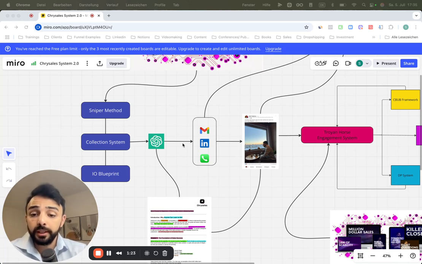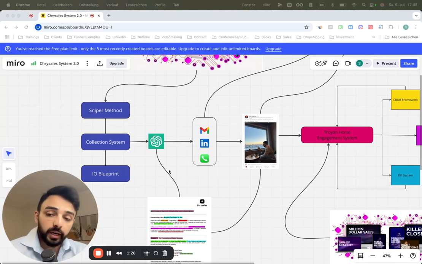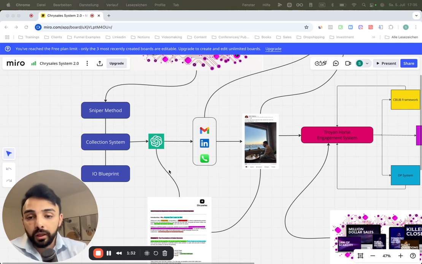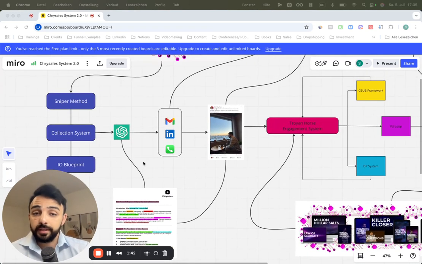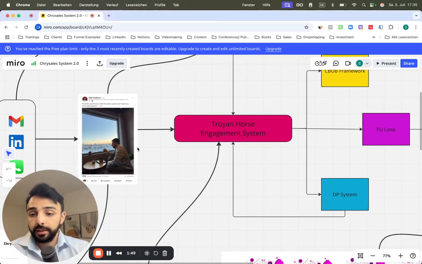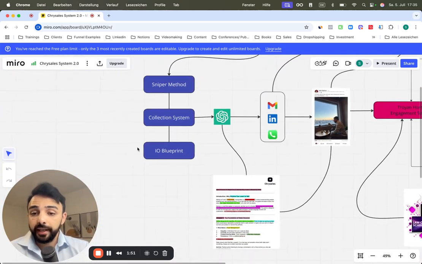IO Blueprint is exactly that, where you are identifying and organizing. IO means identify and organize: you are organizing how you're going to reach out to them and which specific group you are going to reach out to. Once it's done, you already have the people you reach out to. You already found them with specific scraping tools, where you know who you are reaching out to. Then the next stage is using ChatGPT to actually create the messaging.